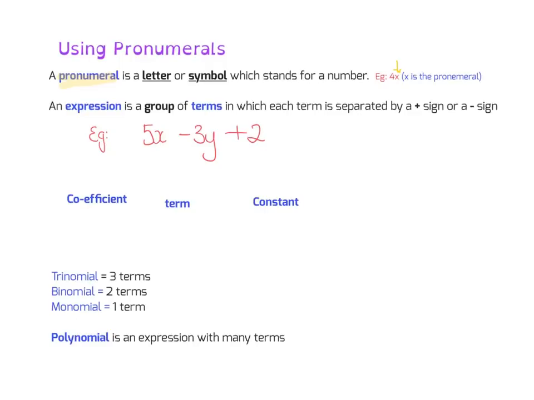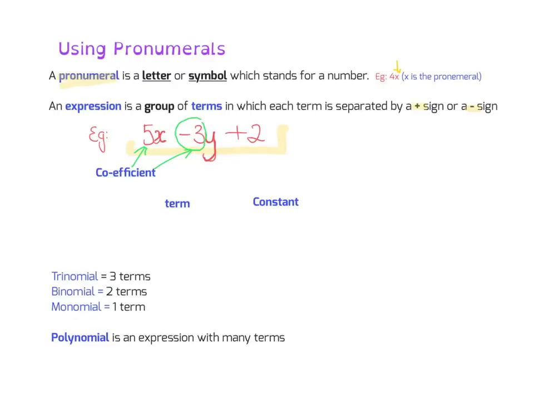Then we can also have another term, the expression. An expression is a group of terms separated by a plus or minus sign. We can see that we have an expression here. We have a couple of pronumerals: x is a pronumeral, and also we've got y. When we have a number in front of a pronumeral, that's known as the coefficient. So there's a coefficient there, and also -3 is a coefficient.